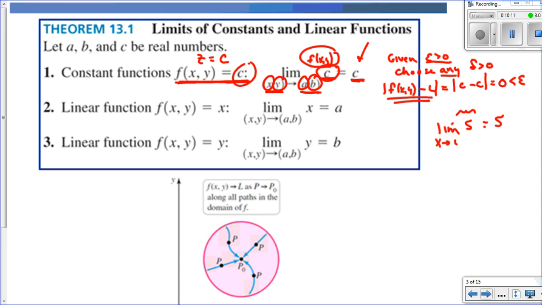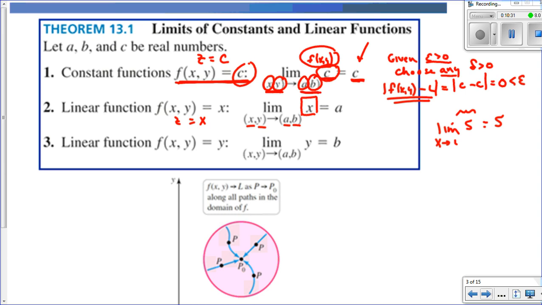Now the limit of a function z equal to x. Remember, this is our z equal to x. So this is the function that we're using, and we're saying that x and y are approaching (a, b). Well, algebraically, it's clear to see that x is approaching a and y is approaching b if we're approaching the point (a, b).